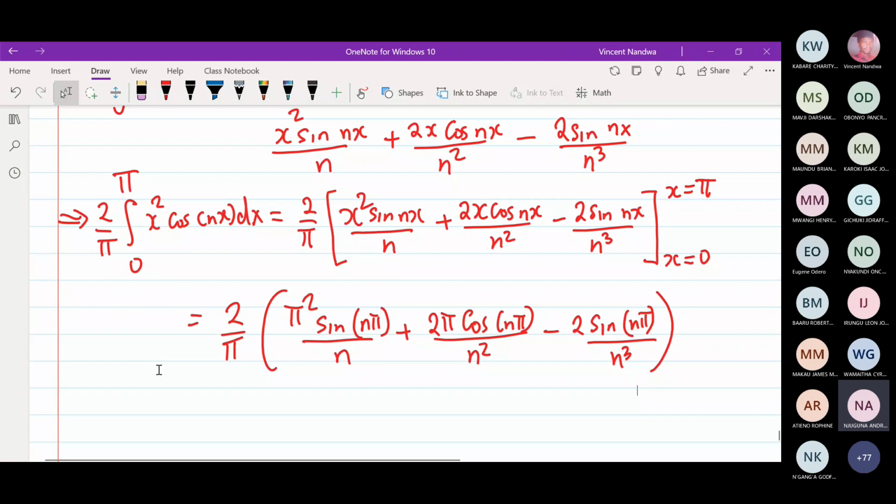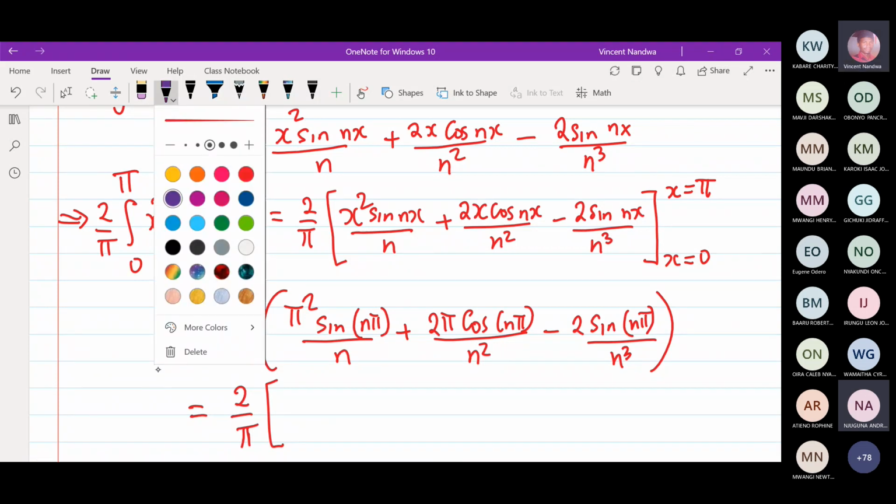Now, earlier on, we discussed the general values for sine of n pi and cosine of n pi. So the value of sine of n pi is just 0. So this part will be giving us 0.